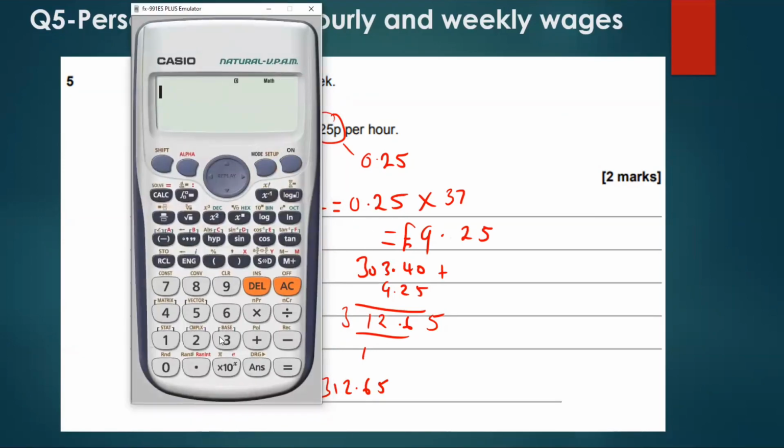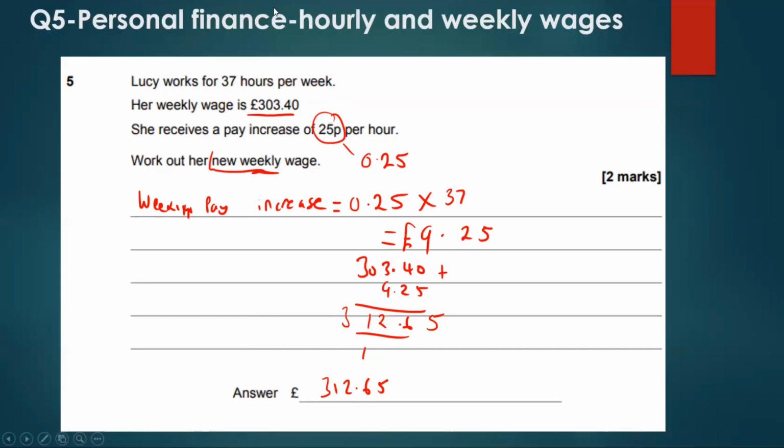And again, just to show you on the calculator, just to make sure that I've got no errors anywhere, just checking my answer as well, which is always good to do on a calculator paper. You've got it for a reason. Make sure you use it. Plus 9.25. It's going to actually give me 312.65. So I'm working out an increase onto our number. Okay, so that's question number 5.